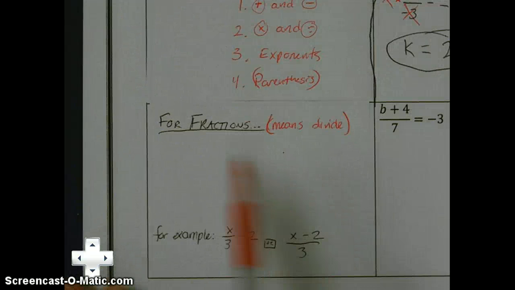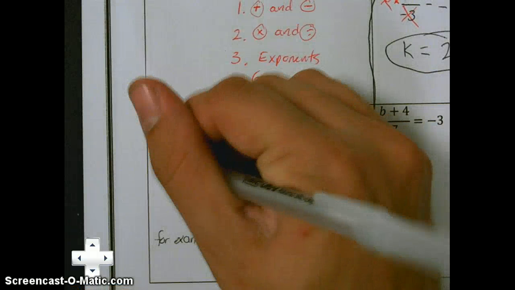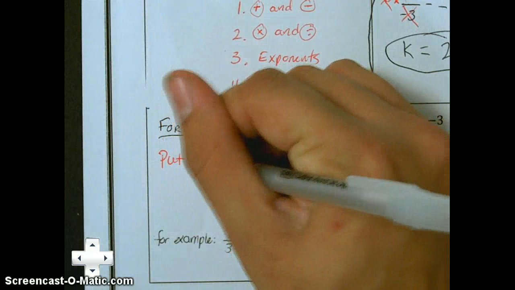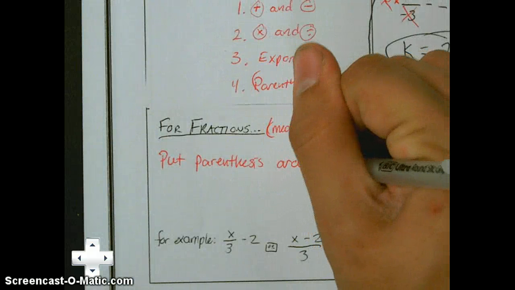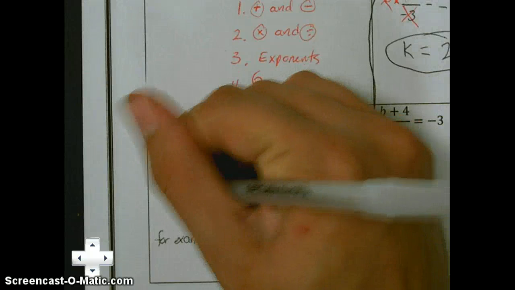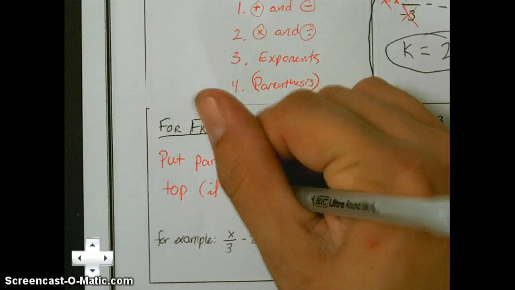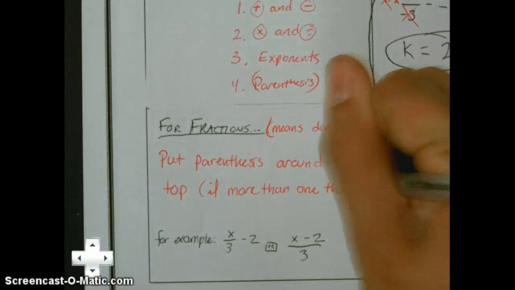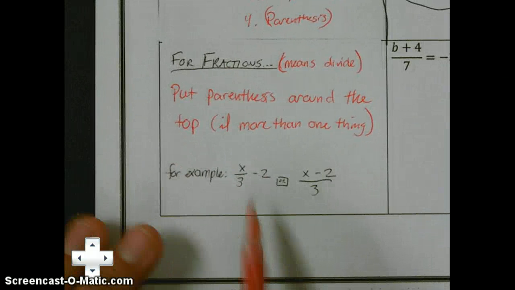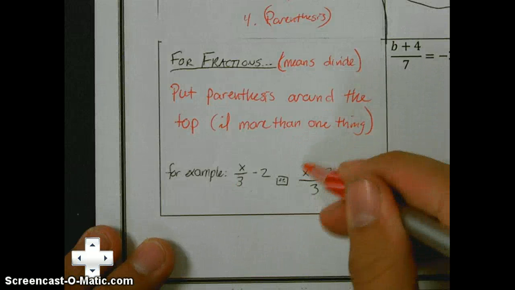Slide over to your notes part on the left. For fractions, we know it means divide. But we're also going to say put parentheses around the top numerator if there's more than one thing. So if there's more than one thing up there, we want to put parentheses. For example, this one, no parentheses needed. Why? Because how many things are in the top of the fraction? Just one. But this one, we put parentheses up there.